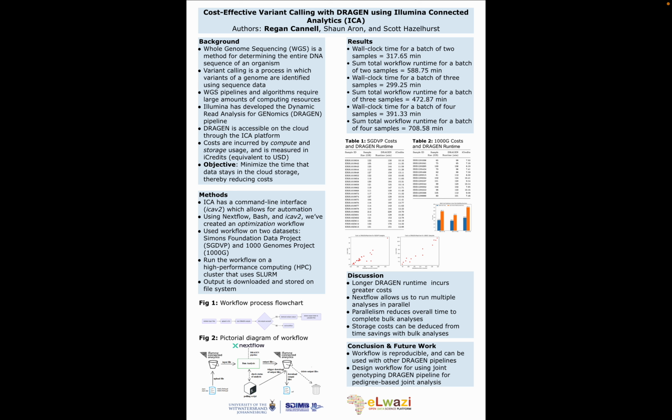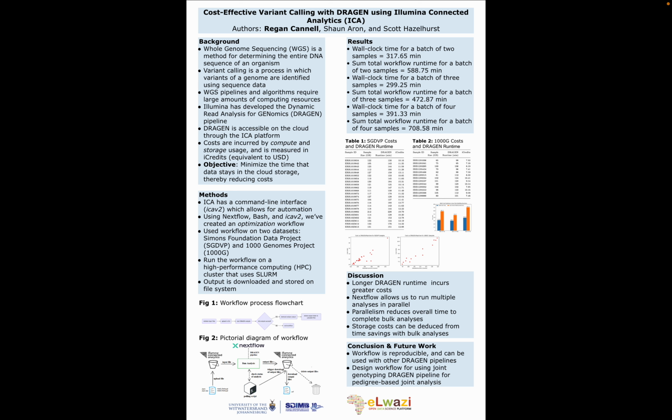at a large scale. So the method we use here is we take advantage of Illumina's ICA v2 command line interface, and we've developed something that I'll call the optimization workflow. It's built with Nextflow, Bash, and the ICA v2 command line tool. We use this workflow on 2 datasets, both of them public, the Simons Foundation Data Project and the 1000 Genomes Project. Our workflow is run on an HPC, which is a high-performance computing cluster, and we use Slurm to schedule our jobs. The output is downloaded from the cloud and stored on a file system.